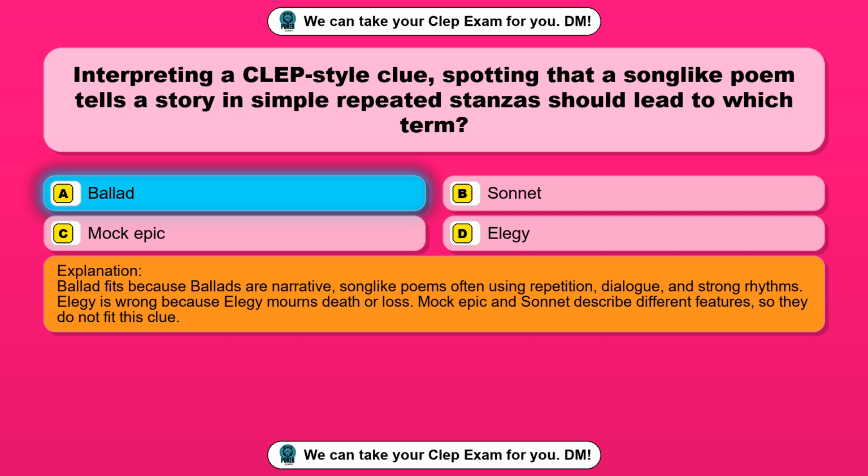Ballad fits because ballads are narrative, song-like poems often using repetition, dialogue, and strong rhythms. Elegy is wrong because elegy mourns death or loss. Mock epic and sonnet describe different features, so they do not fit this clue.